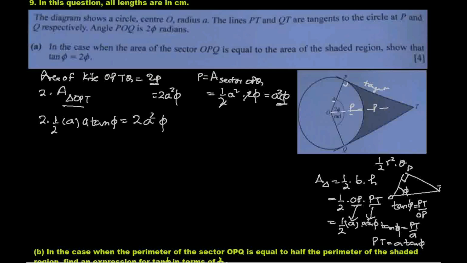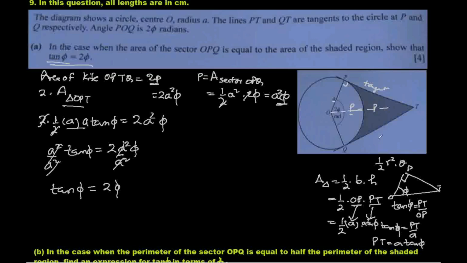Can we cancel? Yeah, we can cancel this 2 and 2. It becomes A square tan phi equal to 2A square phi. Let's divide both sides by A square so that we get rid of A square. Both sides gone. Tan phi is equal to 2 phi, and that's what was the requirement. Tan phi equal to 2 phi, we just showed it.